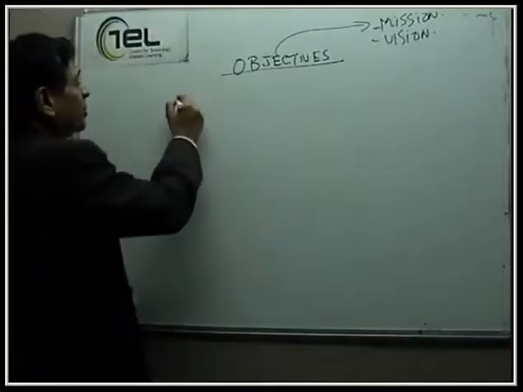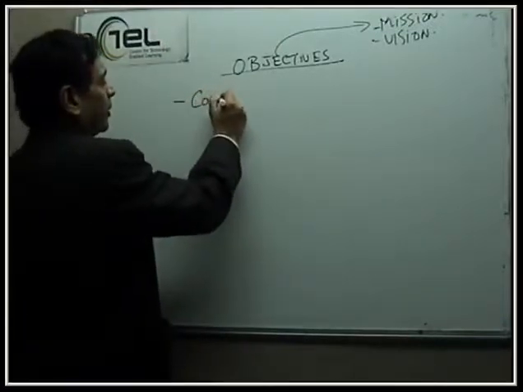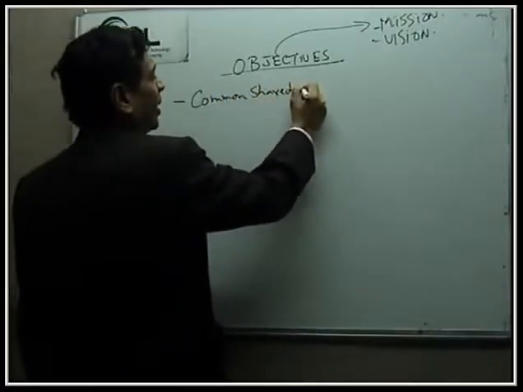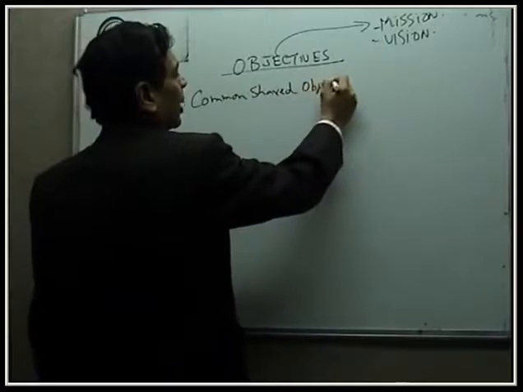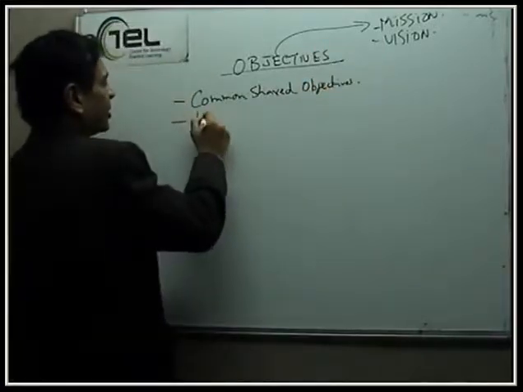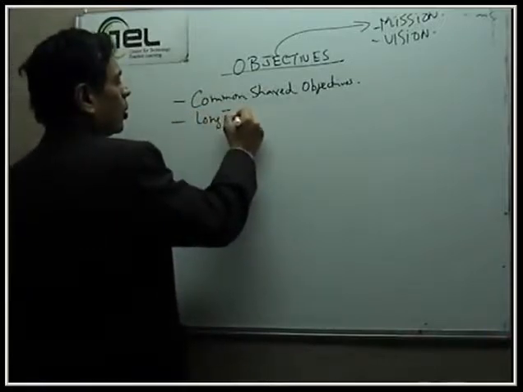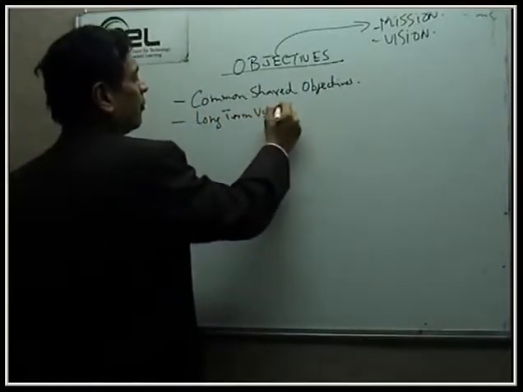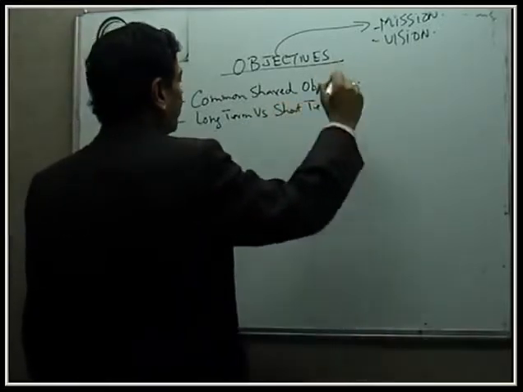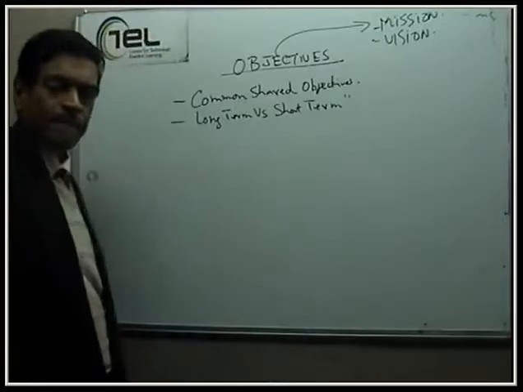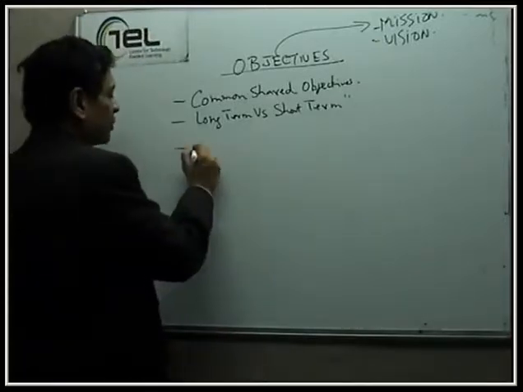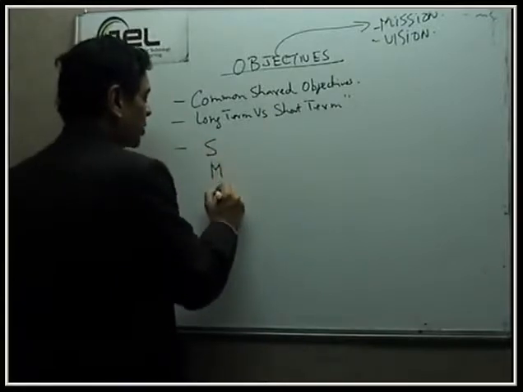Now, about the types of objectives, I would like to list a few things here. One is common shared objectives. Next is long-term versus short-term objectives. And the next is that objectives should be smart.